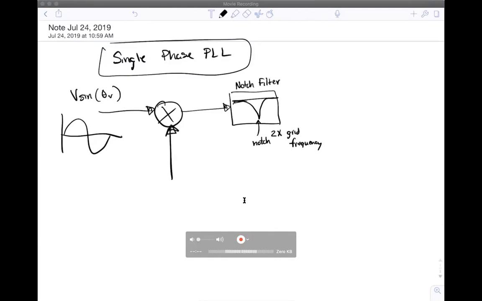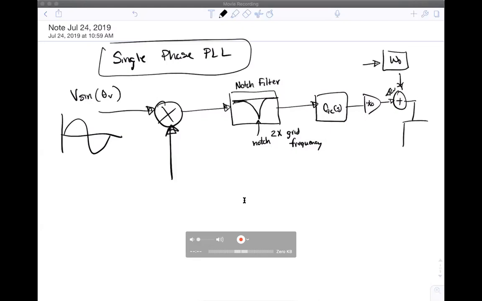Okay, and what we're going to do then is pass that through to a controller. And this will be passed through a gain. We'll just call it KO for now. It's not imperative what this value is. This will go into a summing block, and we'll add in our center frequency. So this is a frequency we generally think the grid will be, and we'll try to lock around. The output of the controller will add whatever delta omega it is, how close or far away it is from omega. Once we have omega, we can go ahead and integrate this.